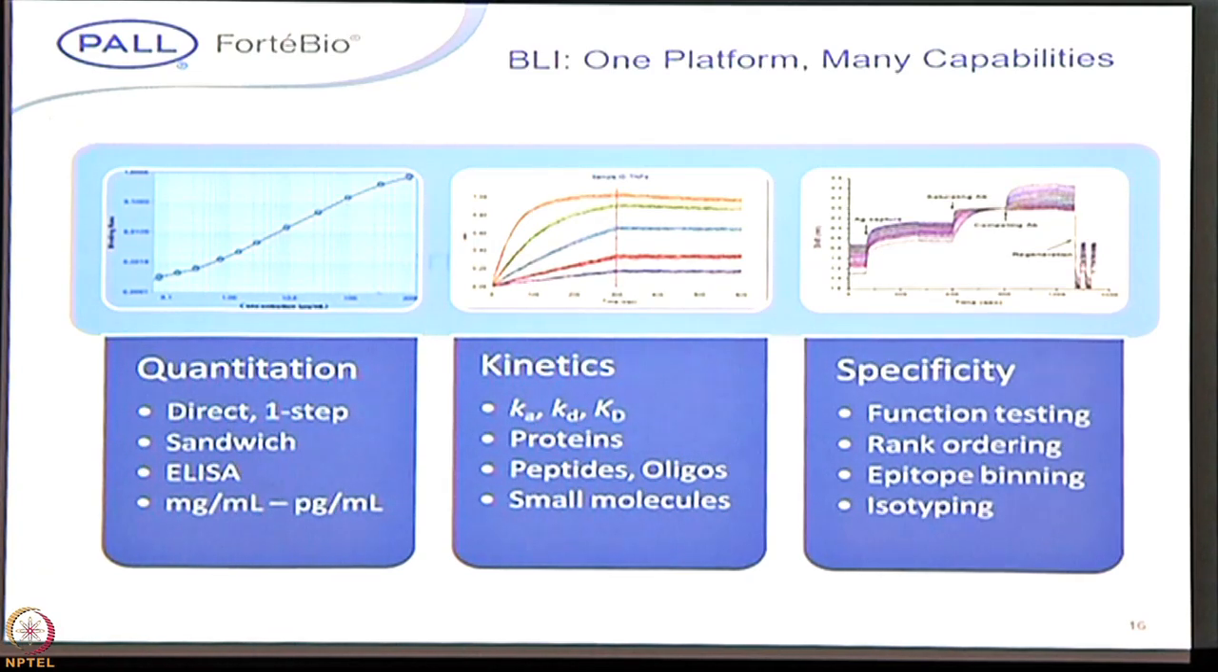The kinetics, as I mentioned, on-rate, off-rate, and the affinity constant, you can determine irrespective of whatever the biomolecules are, maybe protein to protein, protein to small molecules, protein-DNA, protein-RNA, and all that. Apart from the specificities, you can do functional testing with respect to Fc gamma interactions. In drug discovery, when you are doing hybridoma screenings with large mAb platforms, you can give the rank ordering of which is the best antibody that will bind to the target, based on the off-rate of the molecules.